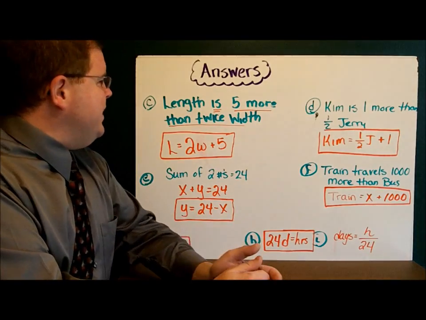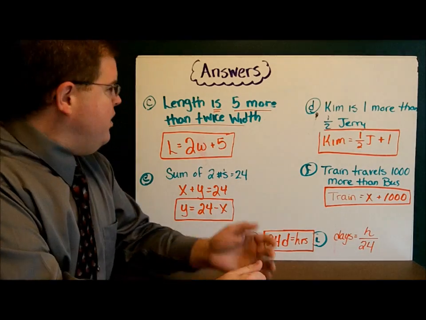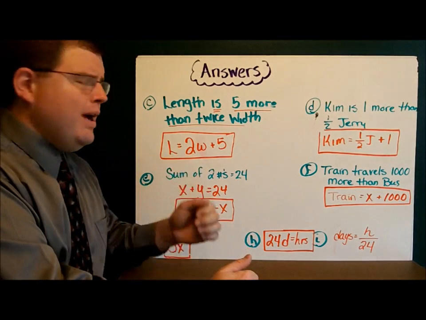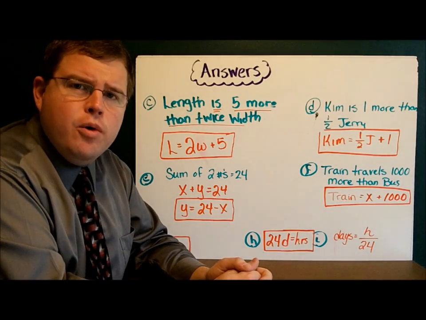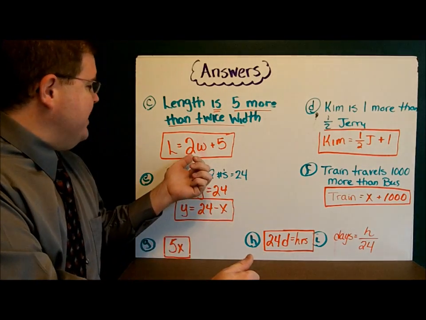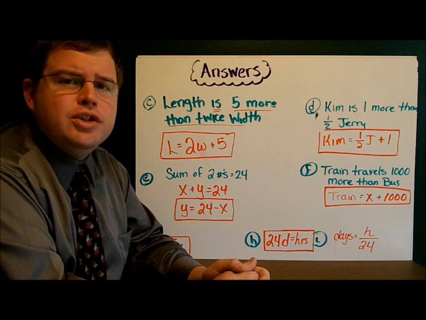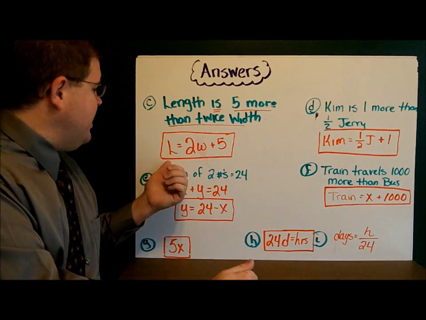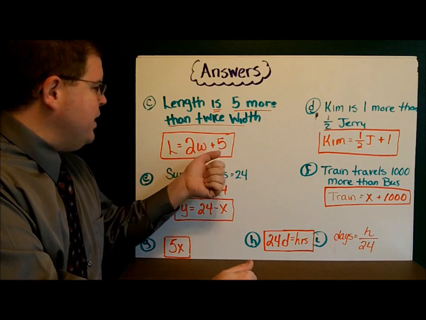The first one we said the length is 5 more than twice the width. The length is, so L equals 5 more than twice the width. Twice the width is 2W, 2 times the width. 5 more, plus 5. So the length is 2 times the width plus 5.